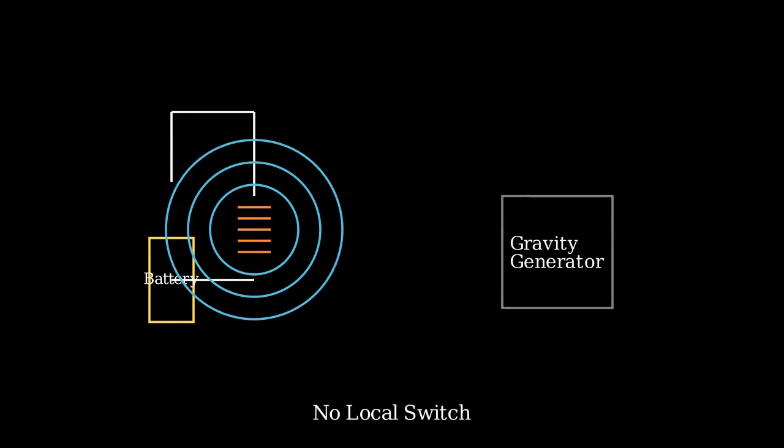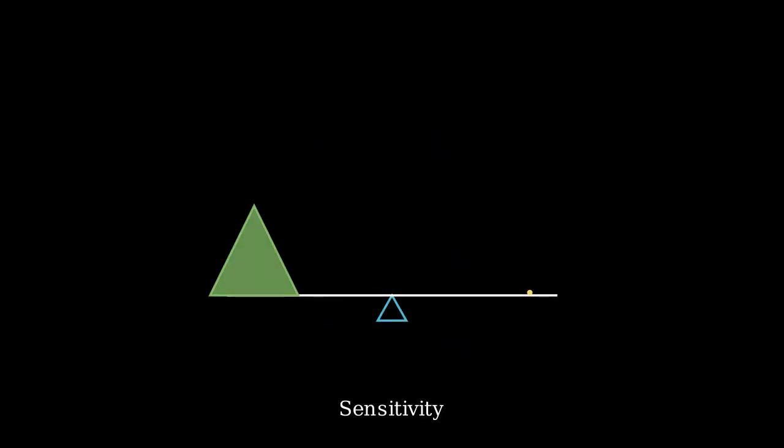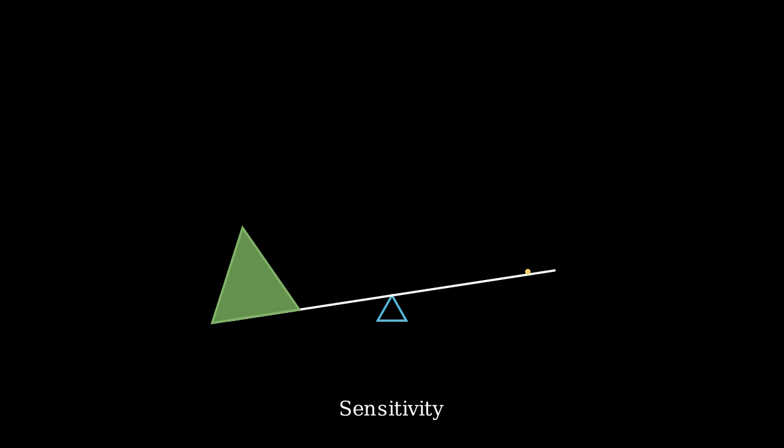With electromagnetism, we have a control dial. Flip a switch on a circuit, and a magnetic field appears. But there is no local switch for gravity. A generator does not just turn on. To detect it accurately, we use atomic interferometers. By dropping atoms and tracking their wave patterns, we reach a precision of 10 to the negative 12th G.